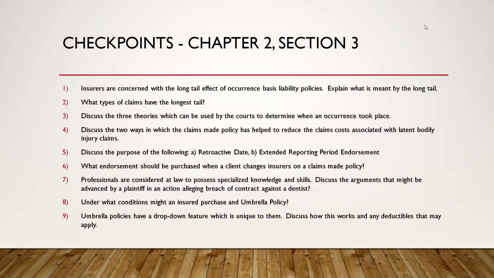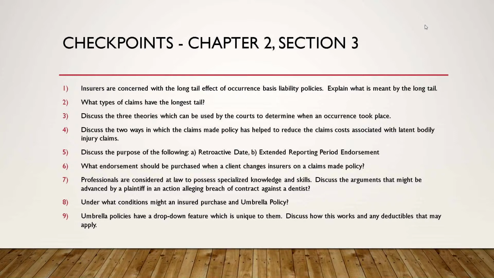Number 9, umbrella policies have a drop-down feature which is unique to them. Discuss how this works and any deductibles that may apply. So the umbrella liability policy drops down to pay claims that are not covered under the primary policy or will extend the limits that are covered under the primary policy. So if you have $1 million on your primary and you have a $5 million umbrella policy, then you have $6 million in coverage really. But your primary policy is going to pay out everything first, and then your umbrella policy would kick in after.